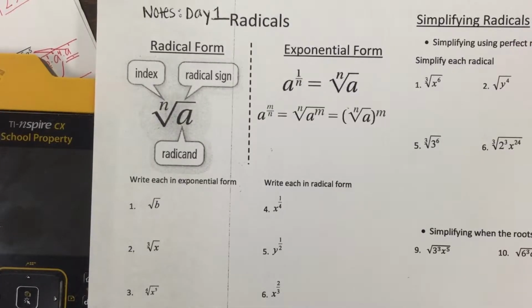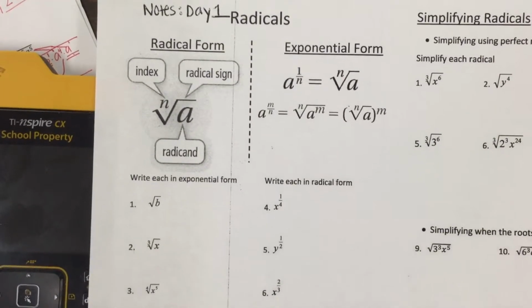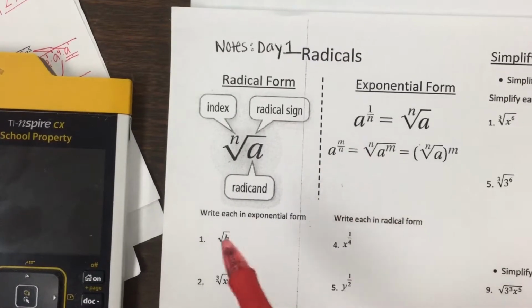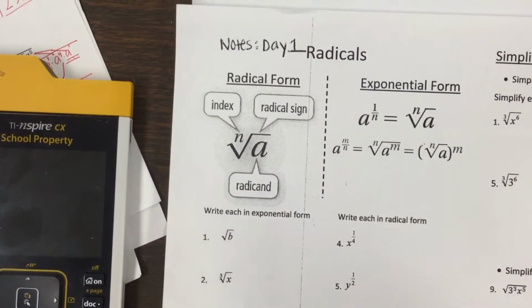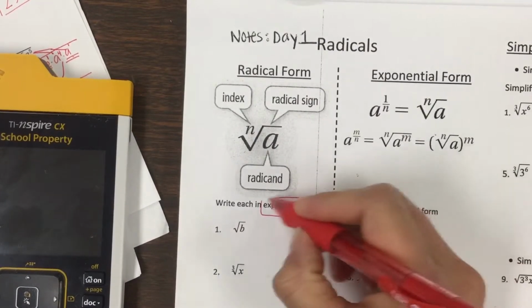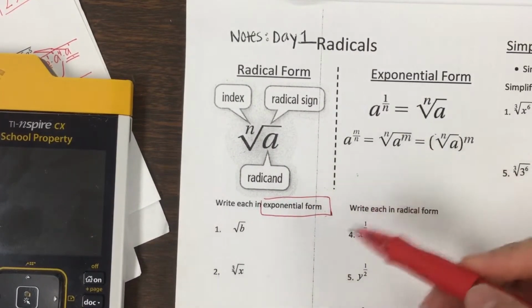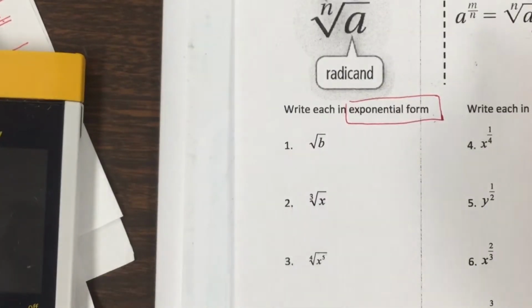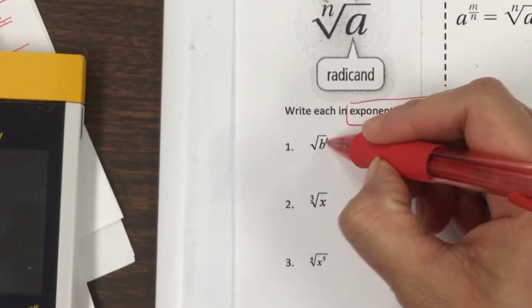So here's a video to help with teaching radicals. At the top it tells you what kind of form it's going to be in, radical or exponential. For exponential, you're converting it and you're going to teach them inside, divide, outside. So you're saying b has an exponent of 1 on the outside.